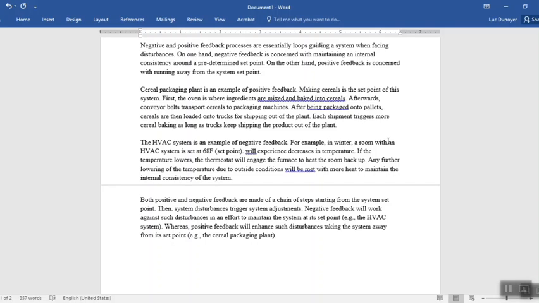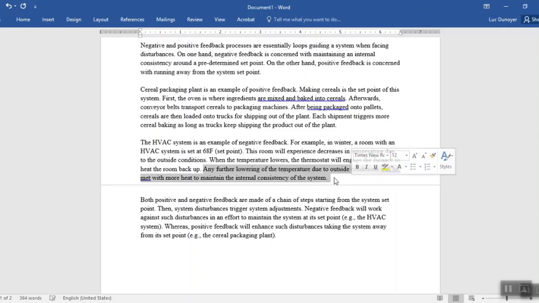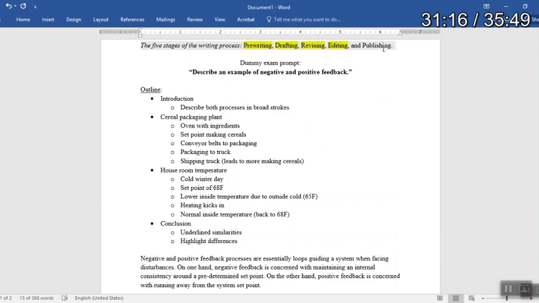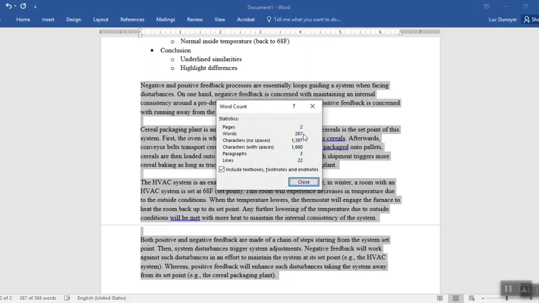And then I wonder if I even need "will experience," or maybe this room will experience decreases in temperature due to the outside conditions. Yeah, okay. But then it's not "if the temperature lowers," it's going to be "when the temperature lowers," because that's going to happen. You just said it, right? Okay. And then I'm going to look at that part, the outside conditions, move back up to its set point. Yeah, remind of set point. Okay. So here I know that what I wrote is like 267 words.